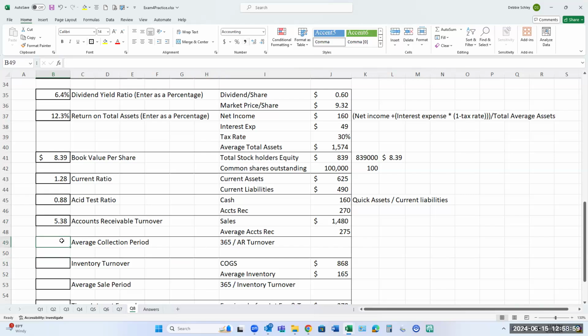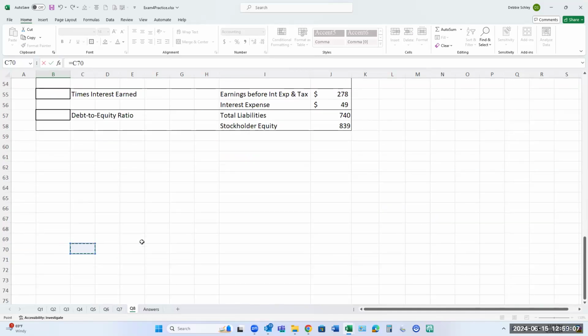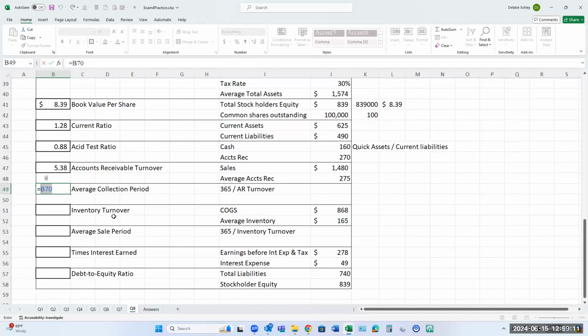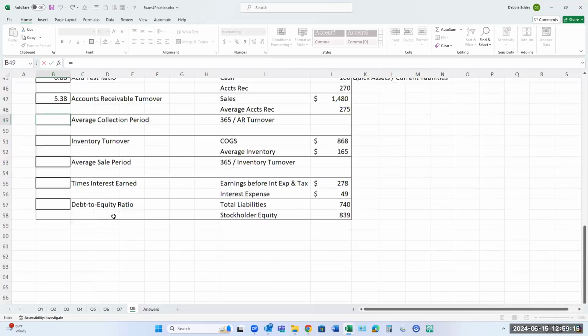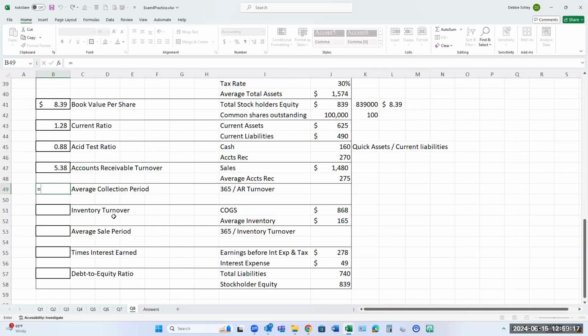Okay. Average collection period is then equal to 365 divided by accounts receivable turnover.